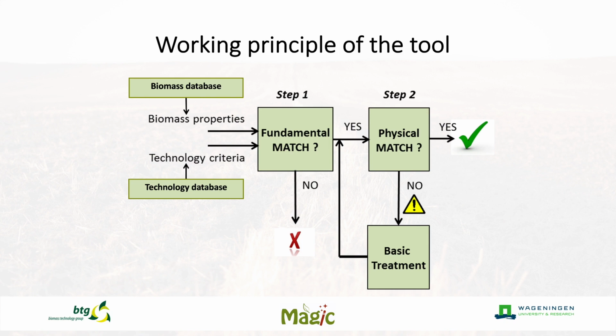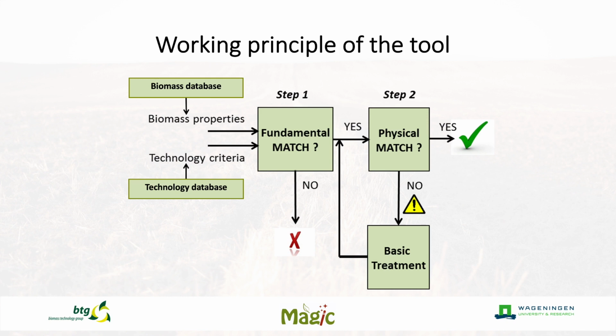Bio2Match tool uses extensive information from two databases, biomass database that contains the biomass properties and technology database that contains the technology criteria that are needed to process the biomass to certain end products. The tool will first check if the fundamental biomass properties match with the technology criteria. These fundamental properties are, for instance, ash content or nitrogen content or an oil type of a certain oil crop, and basically properties that cannot be changed after the biomass is harvested.